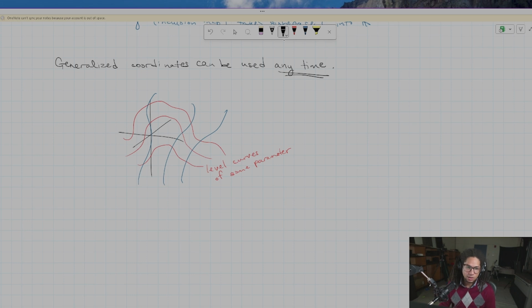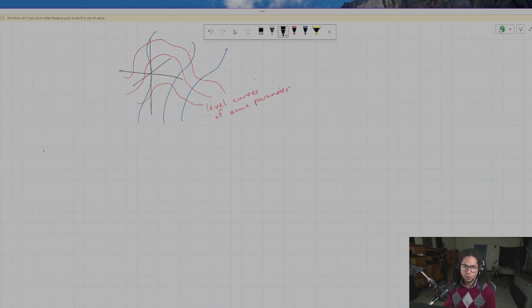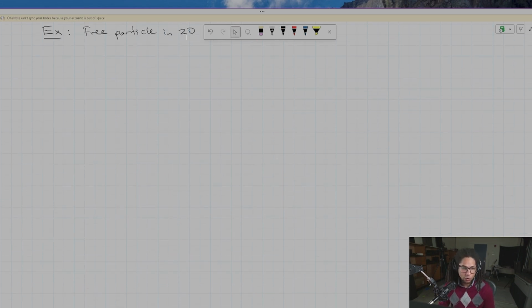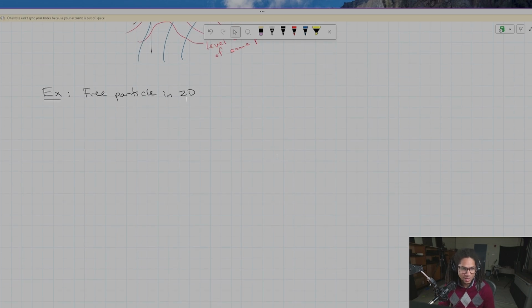So let's give a first example. And just to keep it really simple, let's talk about a free particle in 2D. But whereas in the past, we've of course done this in rectangular coordinates because that's the way that makes the most sense, let's do it in polar coordinates. This is a little bit silly, but it at least demonstrates that it's possible.